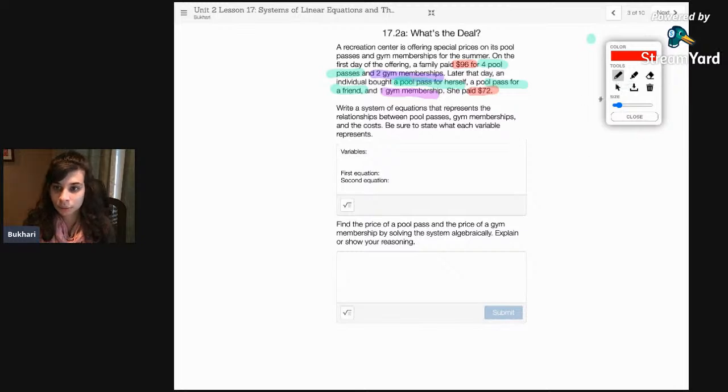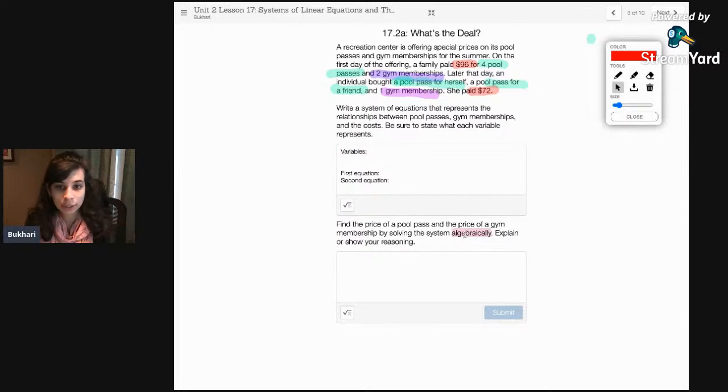I don't know the cost of the pool passes. That might be one of my variables. What else don't I know? So to create your two variables and create your two equations as a result. And how can you find the price of the pool pass and the price of the gym membership?